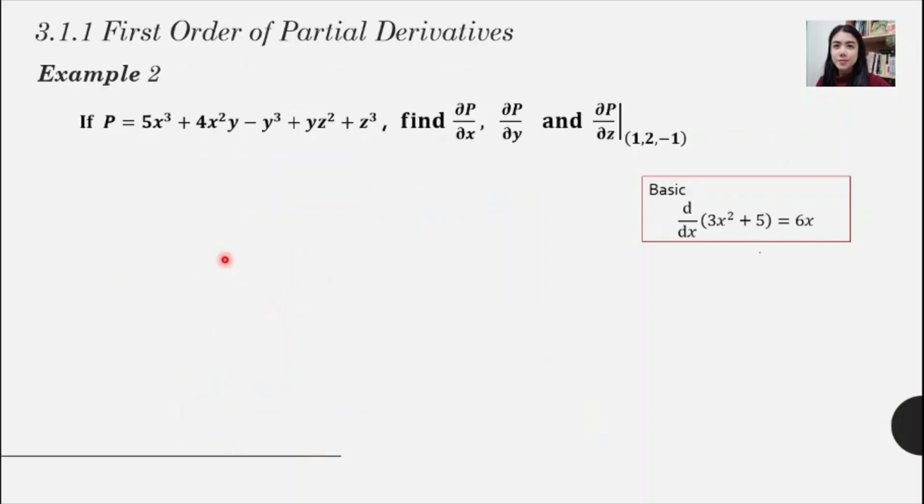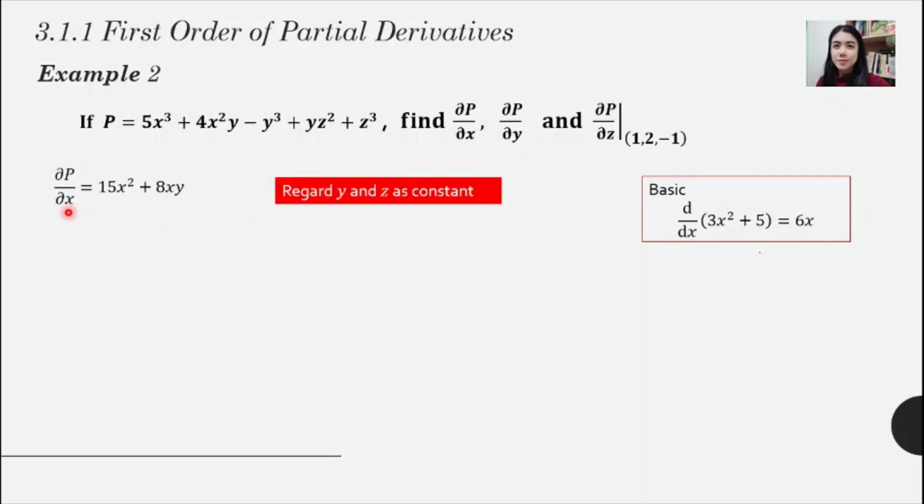Let's just look at example 2. For example 2, we have 3 variables here: variable x, variable y, variable z. They ask you to find the partial derivative for all these variables. So let's just begin with del p del x.